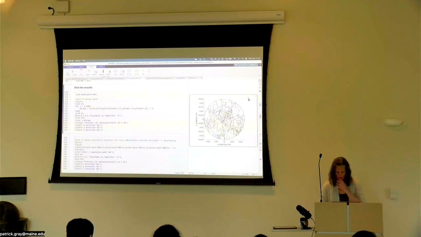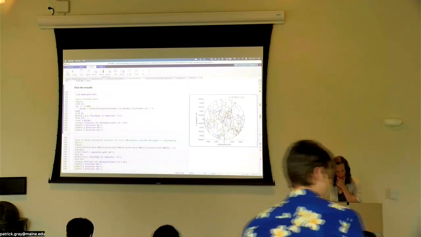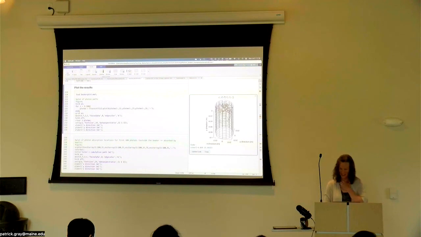So if it will let me interact with my figure, I'm asking my computer to do a lot right now. Should be able to rotate it around. So this is the downward view into the beaker and the first 100 plots, but you can look at where the photons went in your non-plane parallel radiative transfer simulation. It's kind of fun.